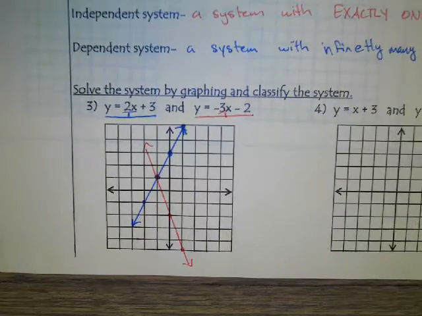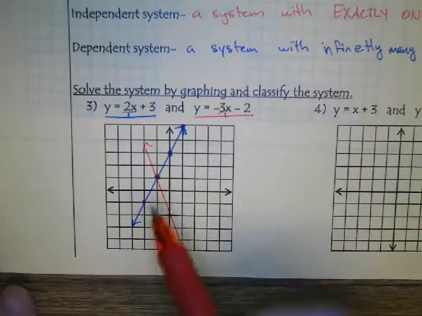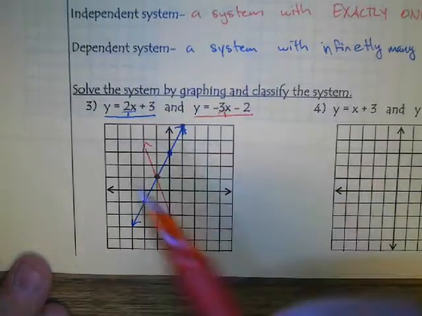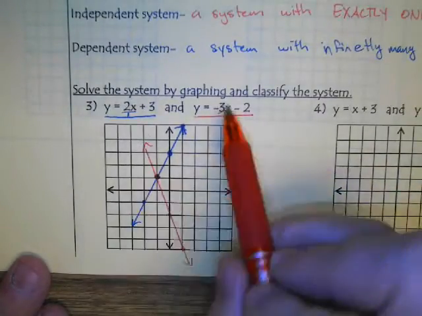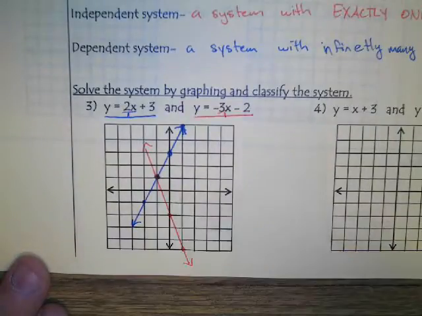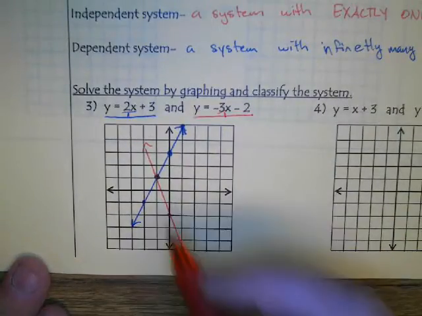Now, what would be the solution to this system? Well, the solution to this system is going to be this point that they both share. Because this point is the point that when I plug into both these equations, I'd get a true statement. So the solution is that point of intersection.